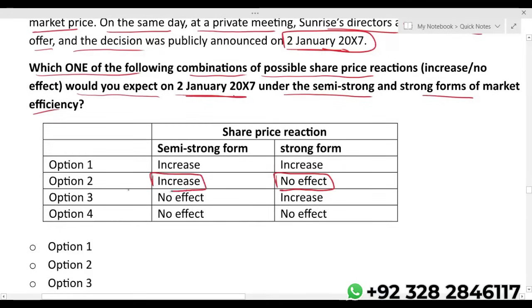Semi-strong, it has to increase. So let me repeat. In case of semi-strong efficiency, when you make an announcement, the share price will increase. But in case of strong form efficiency, the impact is already there on 30th December X6. On 2nd January, when you announce it, it will have no impact on the share price in case of strong form.